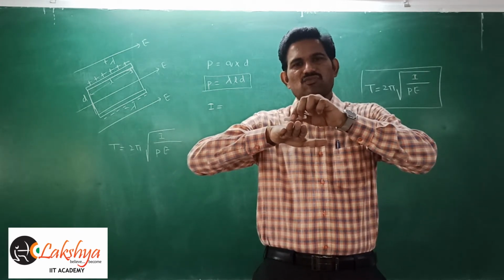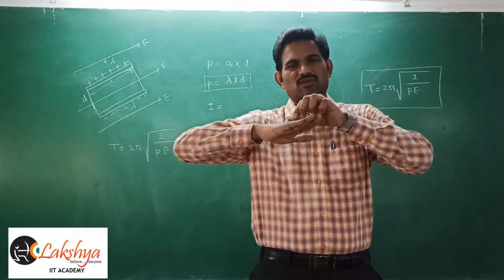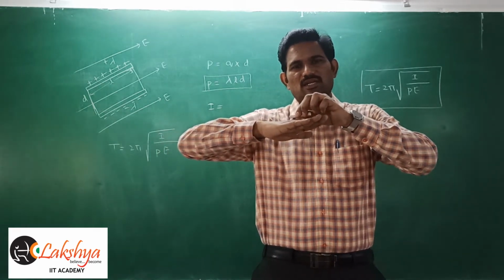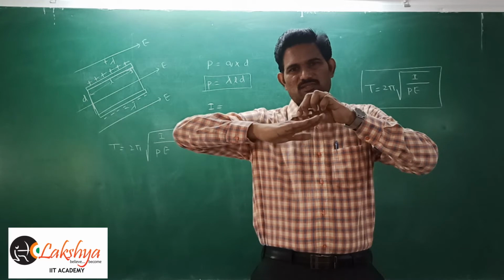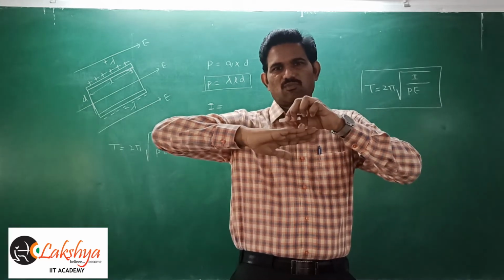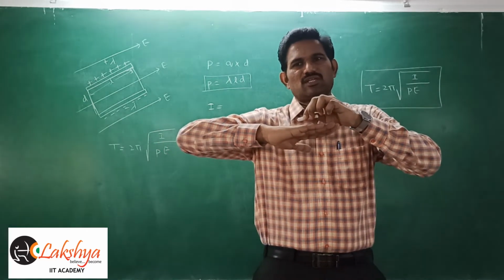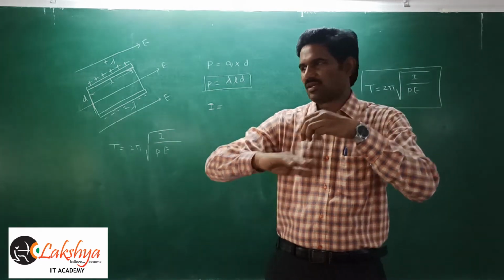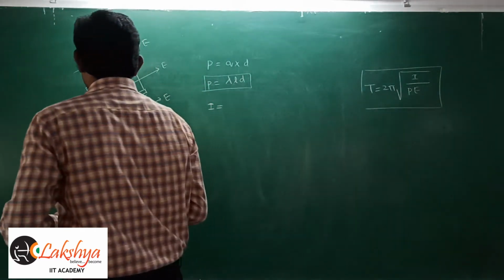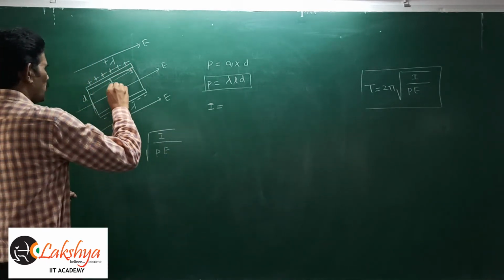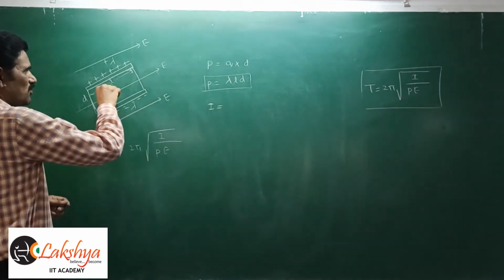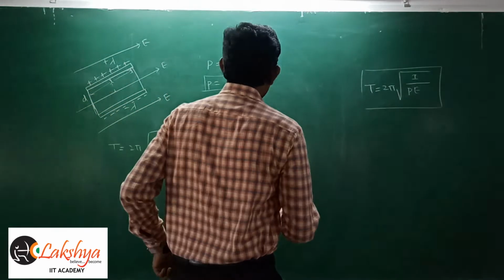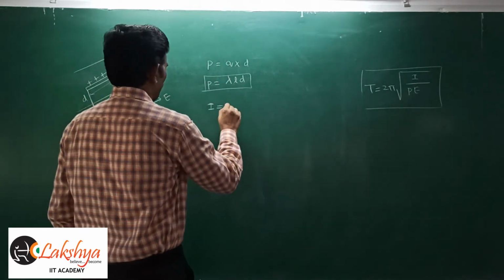Now from this position we displace it slightly like this, and then we release it. Then it executes simple harmonic motion like this. This plane will execute simple harmonic motion about this point. This is our axis of rotation, so about the axis of rotation we can write its moment of inertia. About this axis, the system will execute the simple harmonic motion.